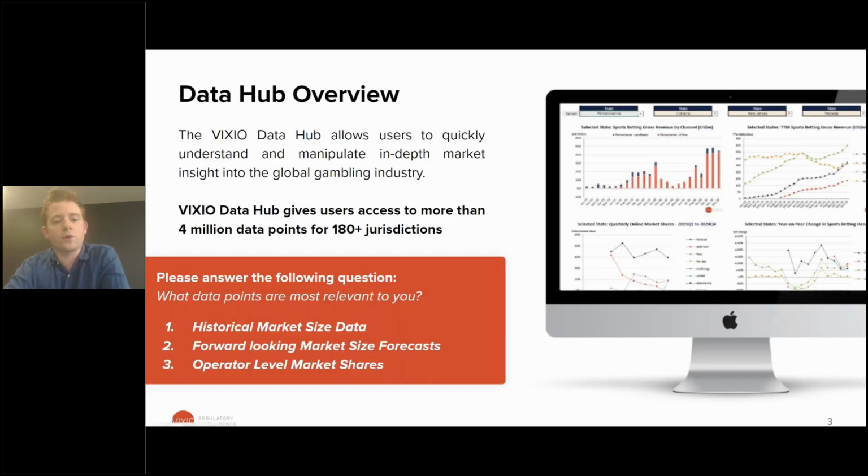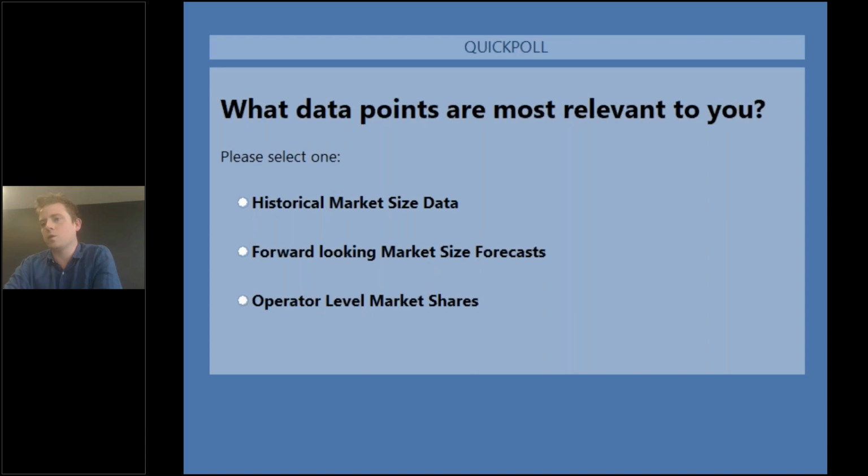Today I'm going to be going through a few of the main features of our data hub, which serves the second of these principal use cases and has recently undergone a redesign and expansion. Just before that, I'm going to open up a poll for the audience that we will come back to at the end of the webinar. We would like to ask you, what data points are most relevant to you in the course of your work? 1, historical market size data, 2, forward-looking market size forecasts, or 3, operator level market shares. And we'll come back to that at the end of the webinar.